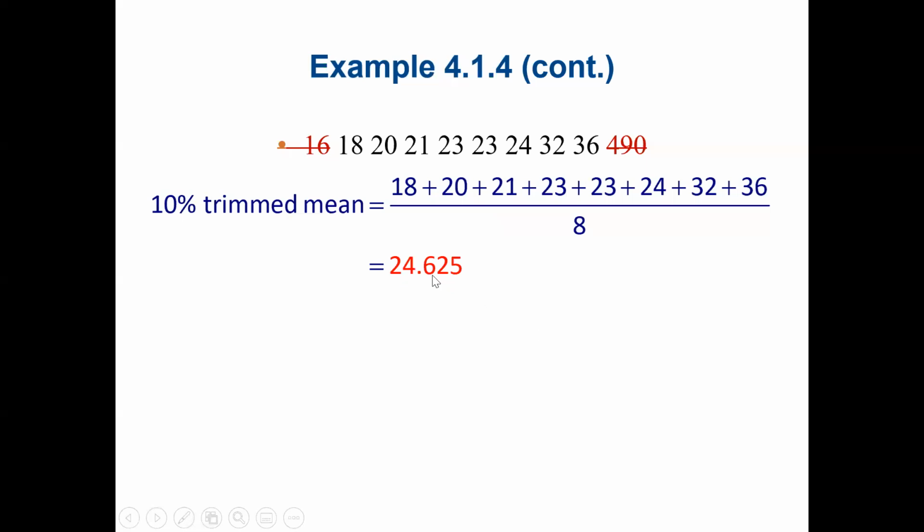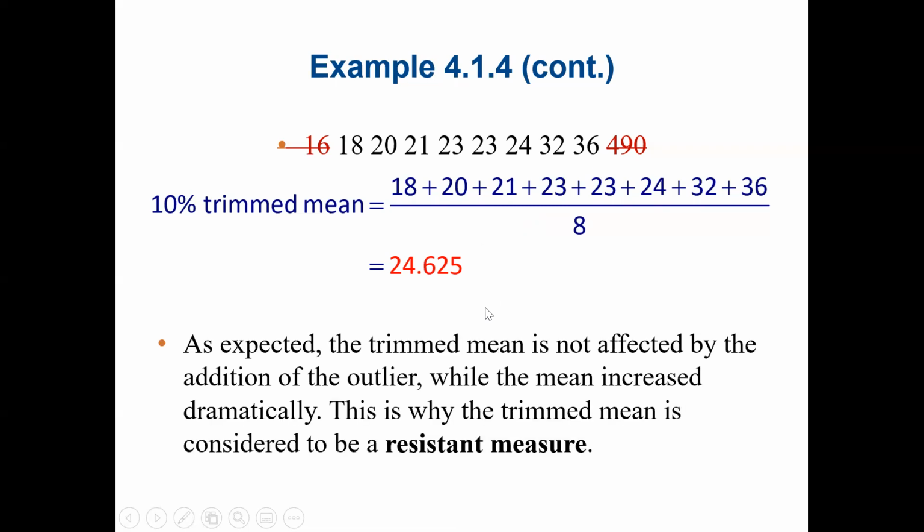But in the regular mean, the 490 was so big that our mean value from the previous increased very large to 70 plus. But we can see that with the 10% trim mean, it remained the same. So the outlier value 490 doesn't affect it. This is why sometimes we use trim mean if we think there's any outlier in the data, to avoid it. First of all, we have to make sure the data is sorted when you are looking for a trim mean.